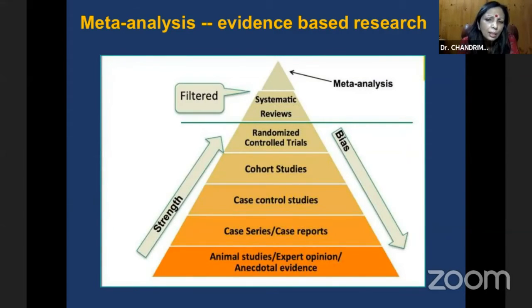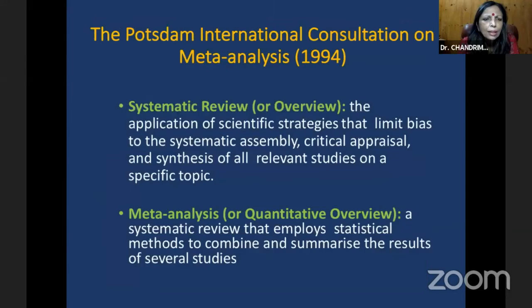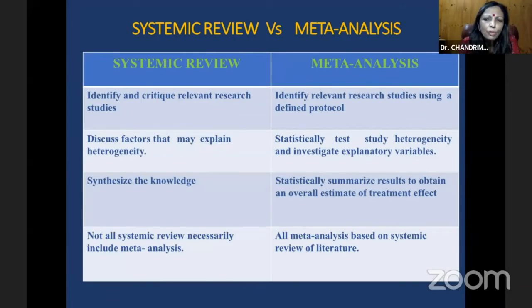You have to actually filter systemic reviews to get the meta-analysis. So the Potsdam International Consultation for Meta-Analysis and Systemic Review: the application of scientific strategies that limit bias to the systemic assembly, critical appraisal, and synthesis of all relevant studies on a specific topic, and meta-analysis, a quantitative overview, a systemic review that employs statistical methods to combine and summarize the results of several studies. So if you again compare systemic review and meta-analysis, I told you right in the beginning, meta-analysis takes its base from systemic review, and it actually gives you the statistical summary of the systemic review.